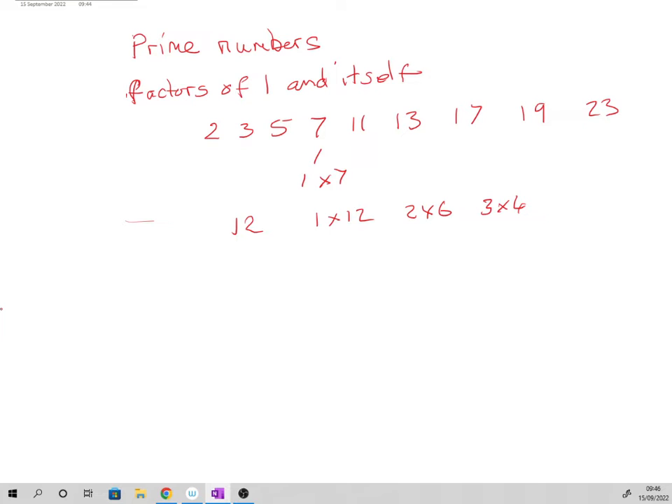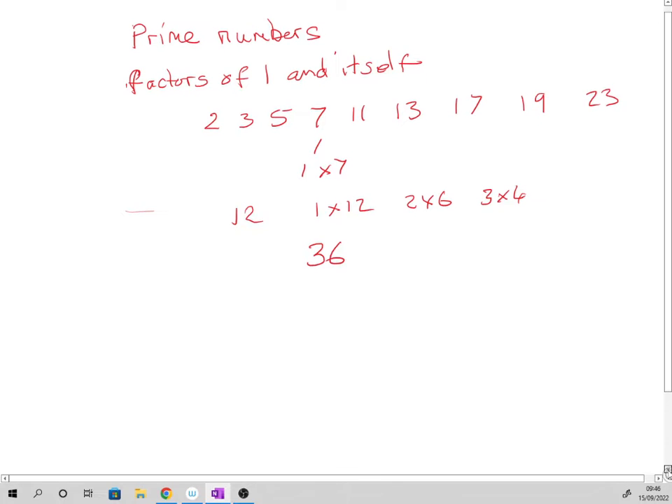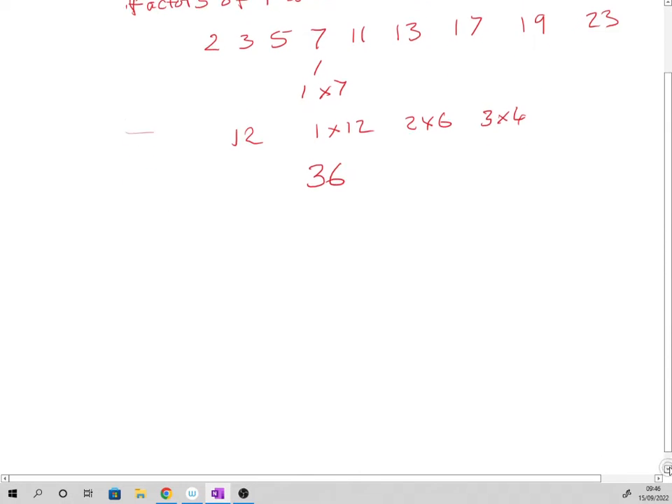And we could work out prime factors, which are factors that happen to be prime numbers, by using a method called the factor tree method. Let's find out where I've gone.